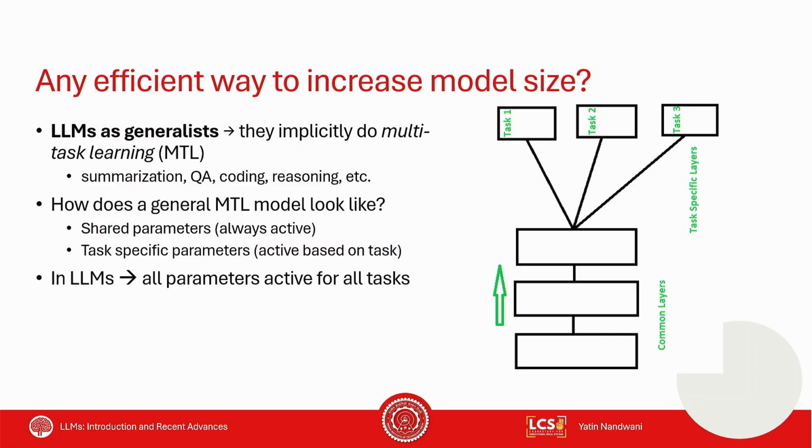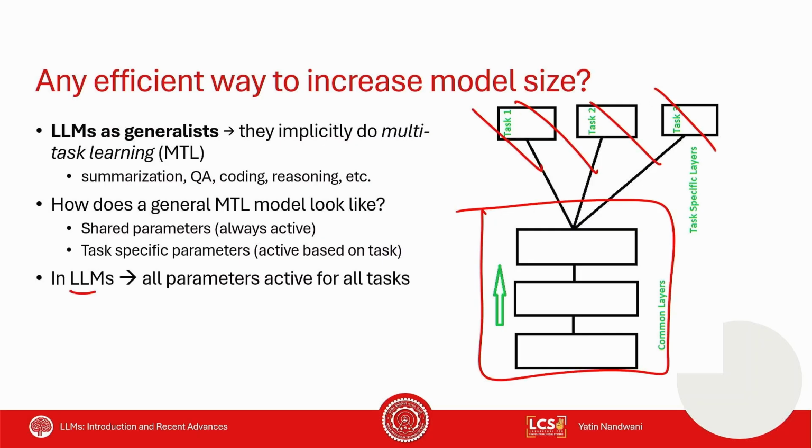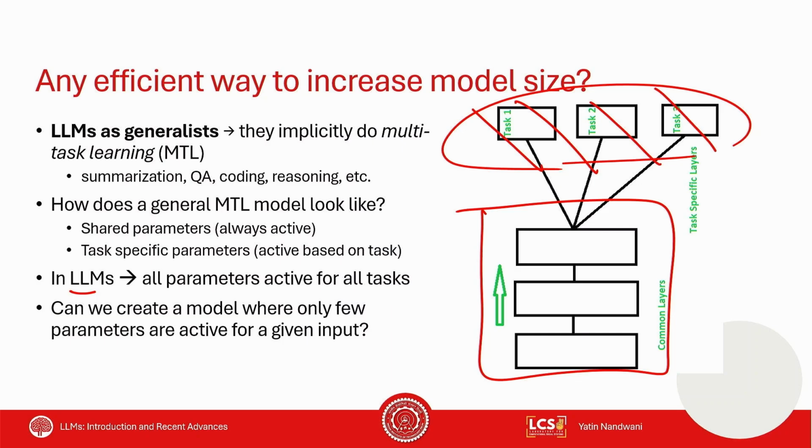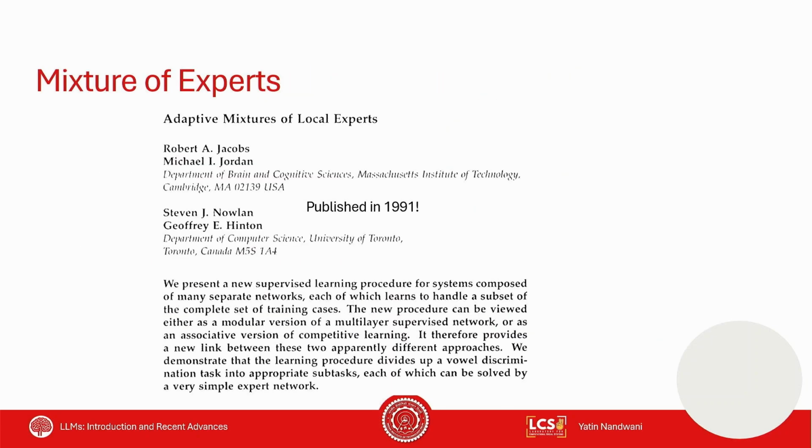In contrast to this, we know that our LLMs look like only this. It doesn't have this part, right? All the layers are active. All parameters are active for all the tasks. But then where should we introduce this sparsity, or where should we introduce these multiple heads in the language model? This is the question that we have to answer, and the answer lies in mixture of experts.